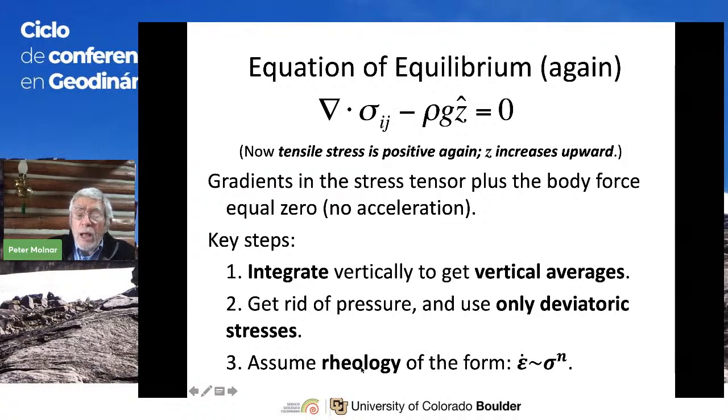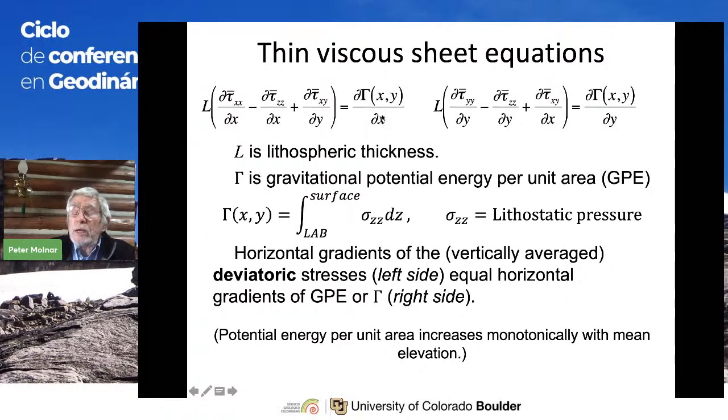And usually the rheology is assumed to be of the form where strain rate varies as deviatoric stress to some power n, where n is likely to be 3, could be 1, and it could be 10, but it's a number of that order. And so one has two equations because the vertical has been thrown out. Everything's averaged through the vertical. But when you integrate those, you wind up with equations that look like this, where L is the thickness of the lithosphere.